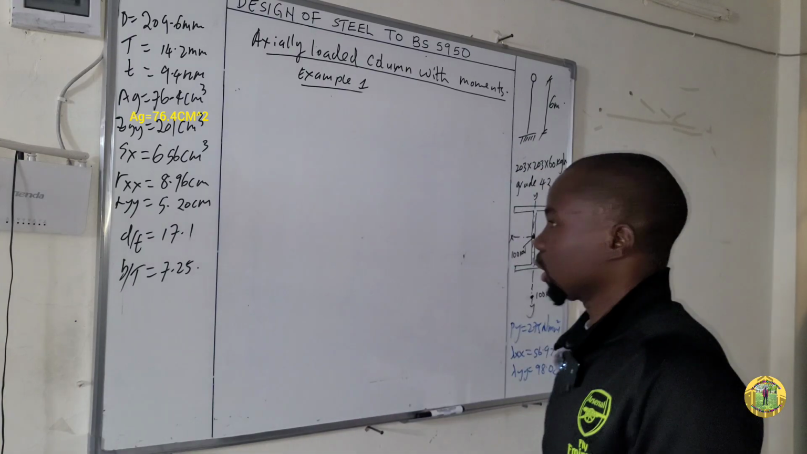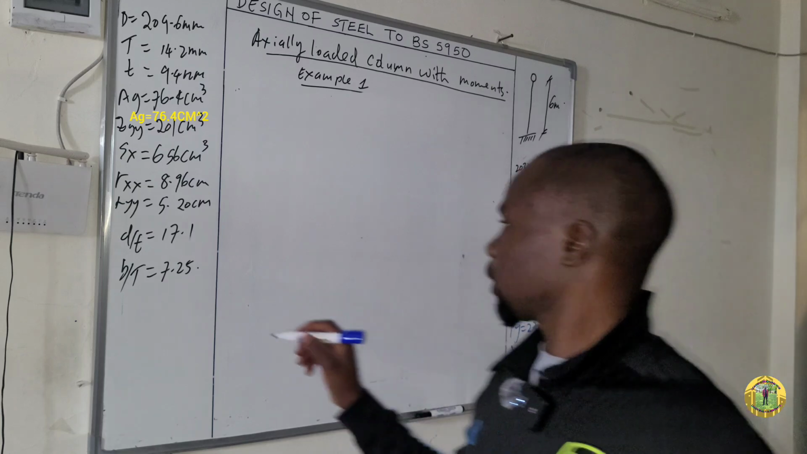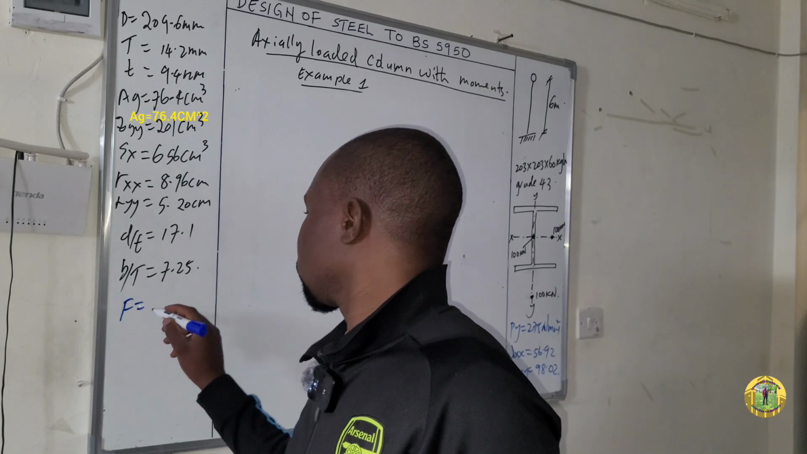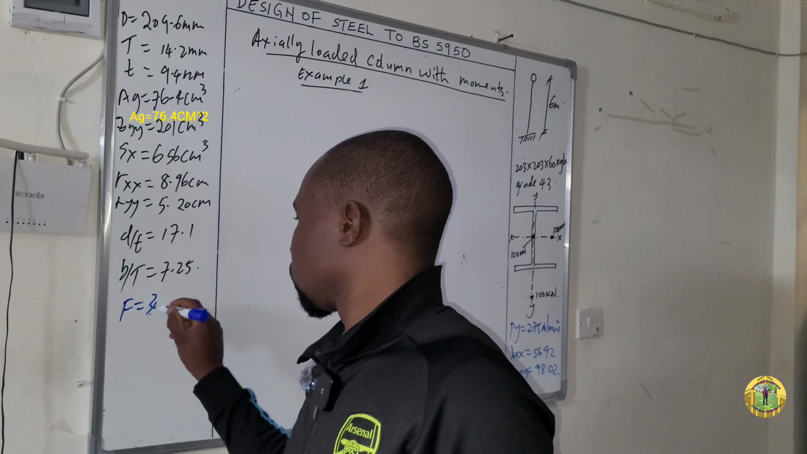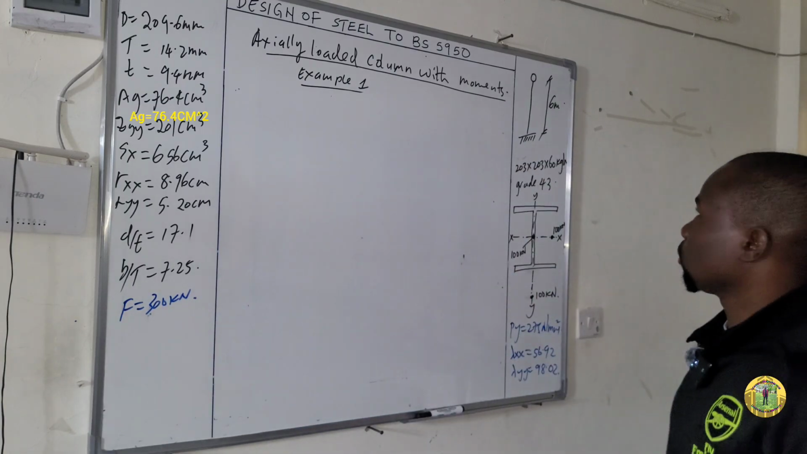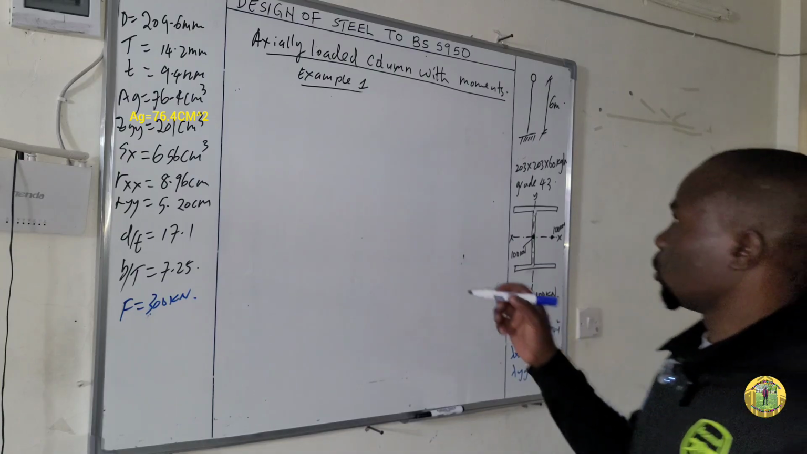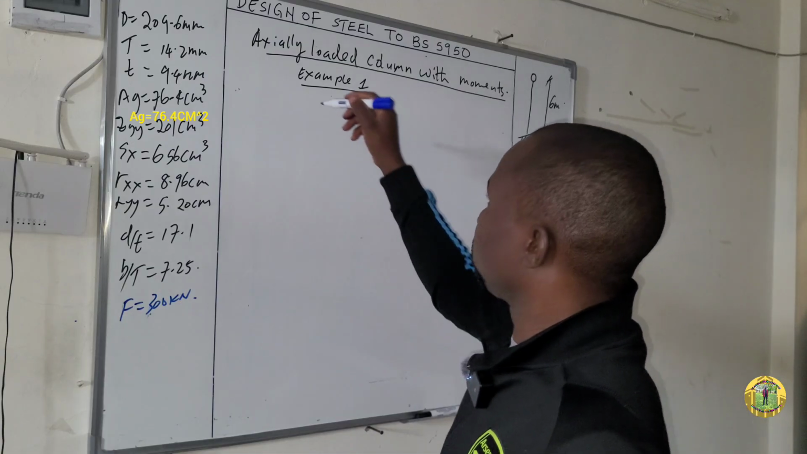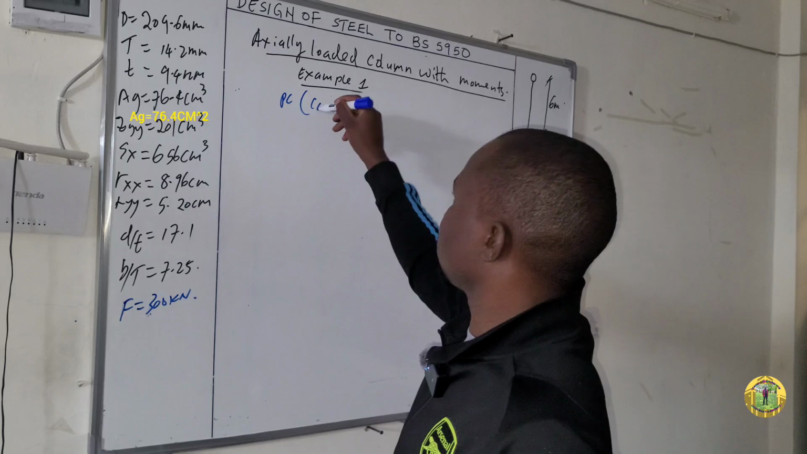Also, something important to capture on this column is F is equal to 300, because we want to check if the section will sustain 300 kilonewton or not. So now you are proceeding to what we call the PC. So the PC is the compressive strength.